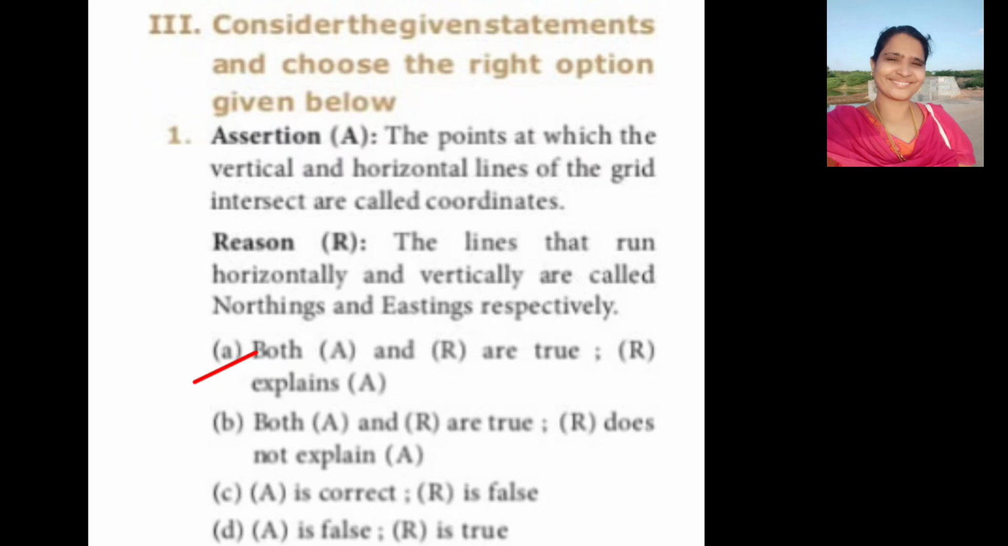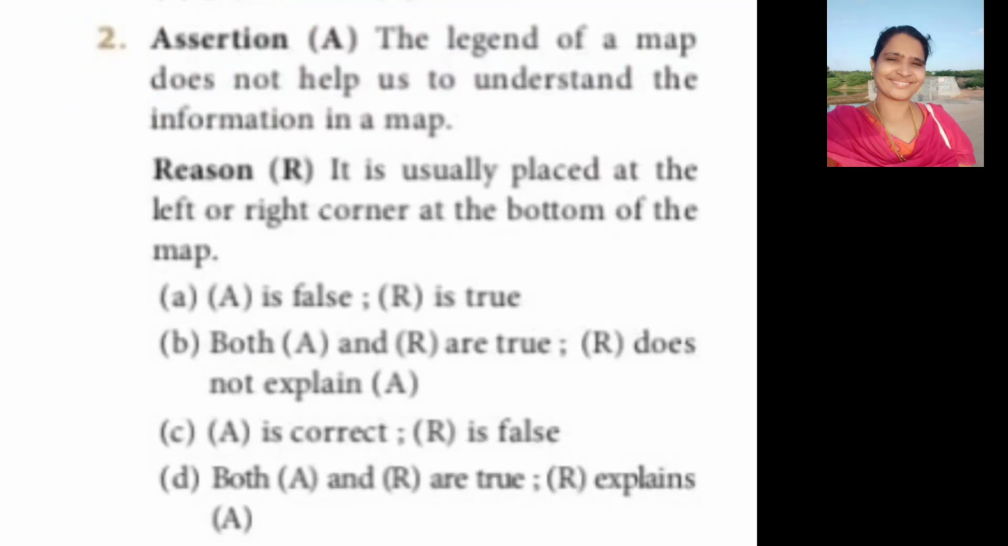Reason explains assertion. Second one, children, assertion. The legend of a map does not help us to understand the information in a map. Reason. It is actually placed at the left or right corner of the bottom of the map. Your options are A. Assertion is false, reason is true. B. Both assertion and reason are true. Reason does not explain assertion. C. Assertion is correct and reason is false. D. Both assertion and reason are true. Reason explains assertion. So what is the answer? Option A is right. Assertion is false and reason is true.